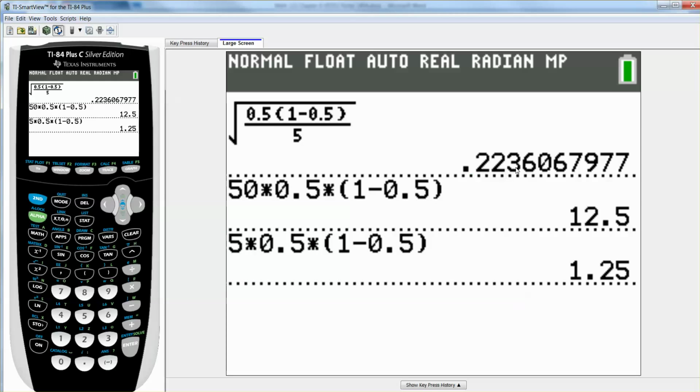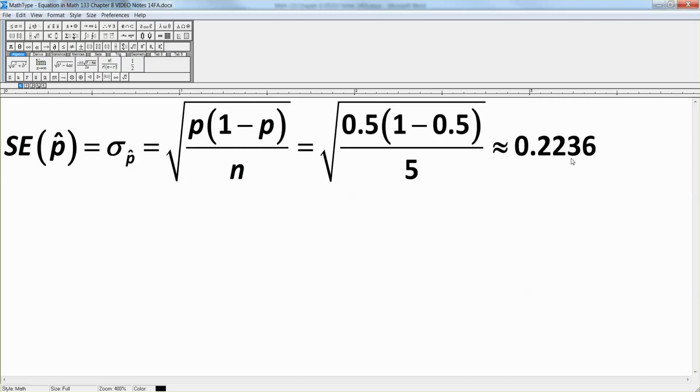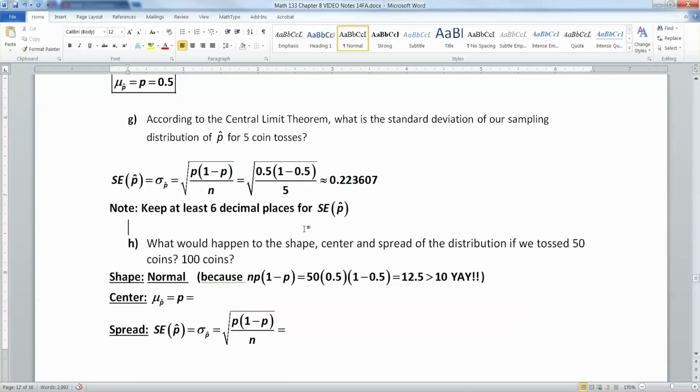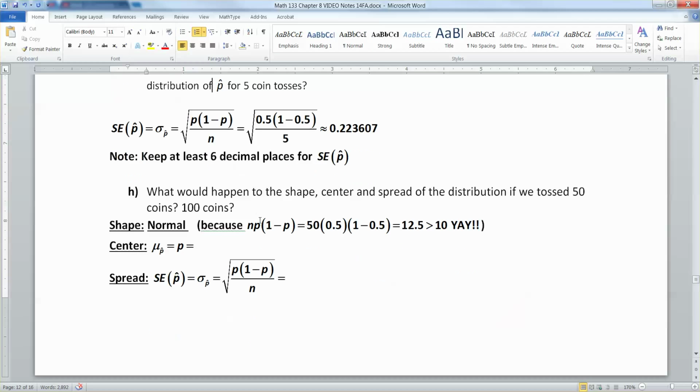Oh, one other thing I want to say here, 0.23607. Here you actually want to keep more decimal places, so we better make a note. So note, keep 6 decimal places at least. And my MyMathLab wants you to do that as well. Keep at least 6 decimal places for the standard error of the p hat. Okay. There we go. Keep at least 6 decimal places. Otherwise, we're going to lose accuracy.